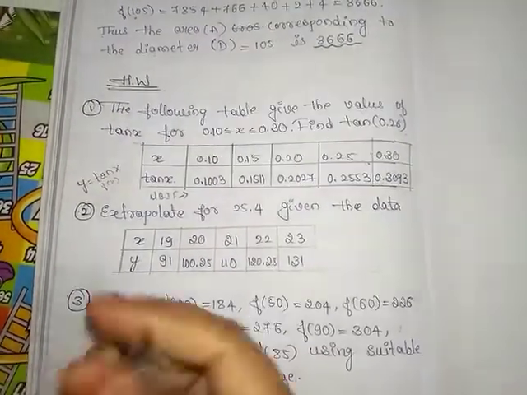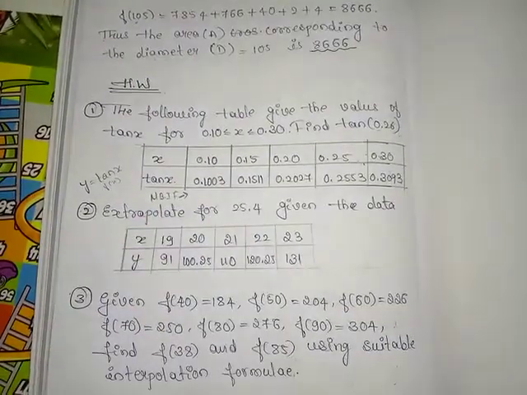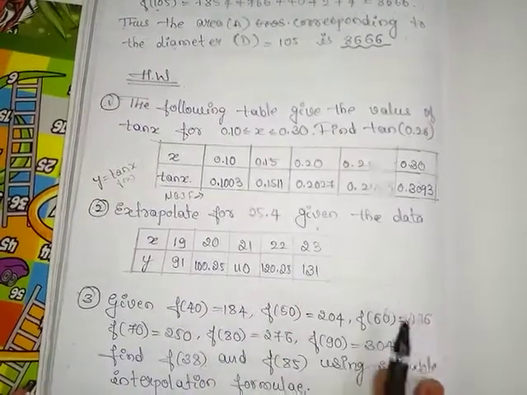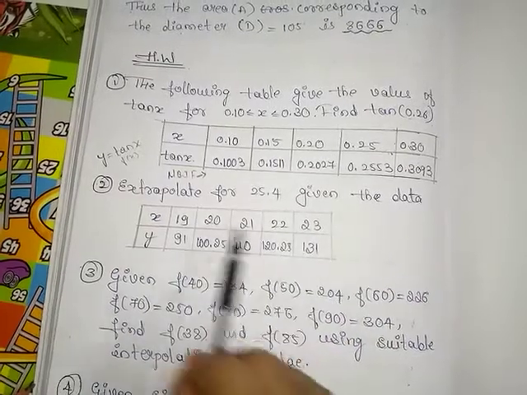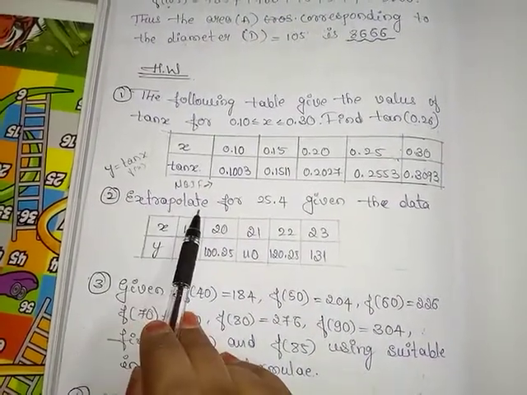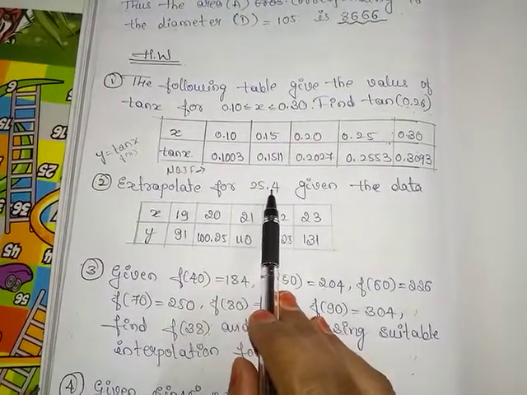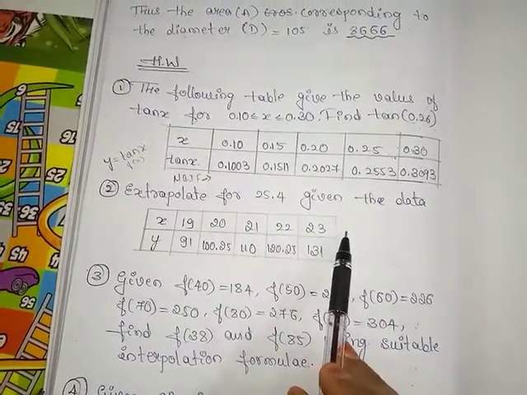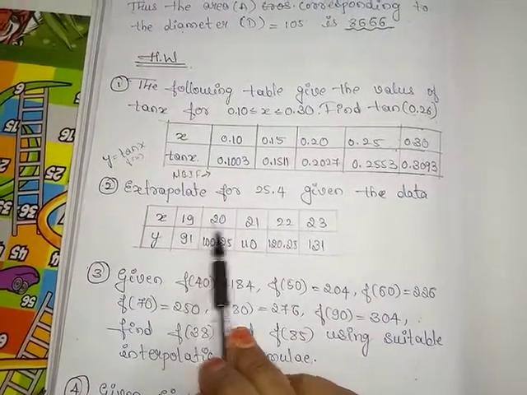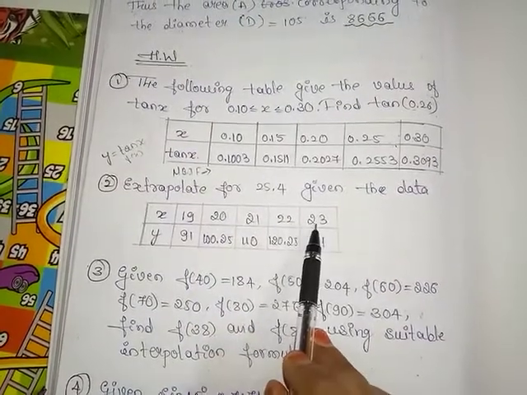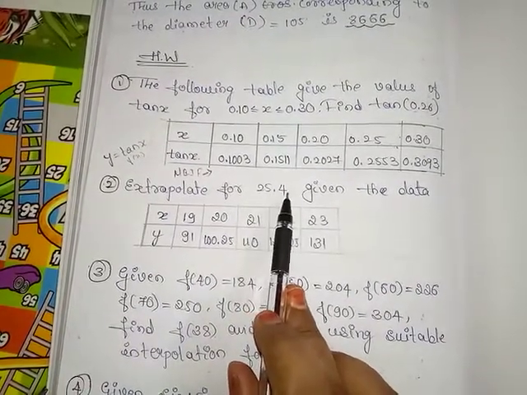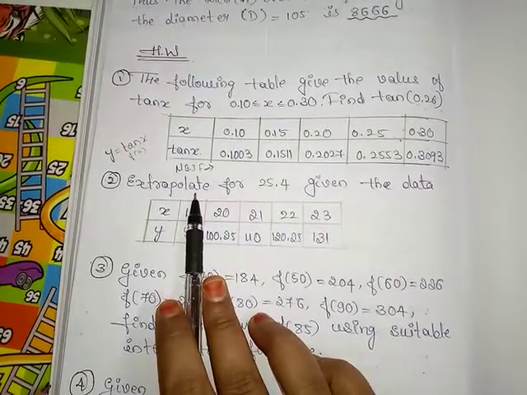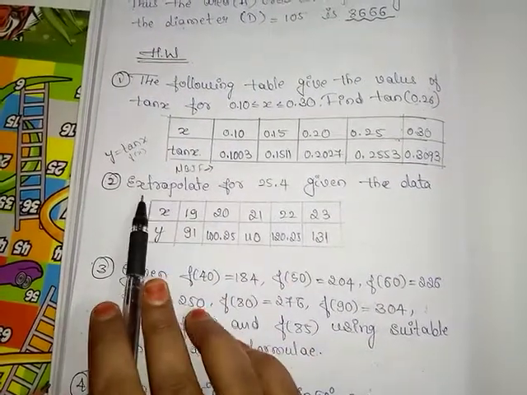Okay. Now next one is extrapolate for 25.4. Given the data, x values are given, y values are given. They are using the word extrapolate. Why are they using it? See, this 25.4 does not lie in the given range. It lies outside the given range, which means this is the process of extrapolation, so that is why they are using the word extrapolate.